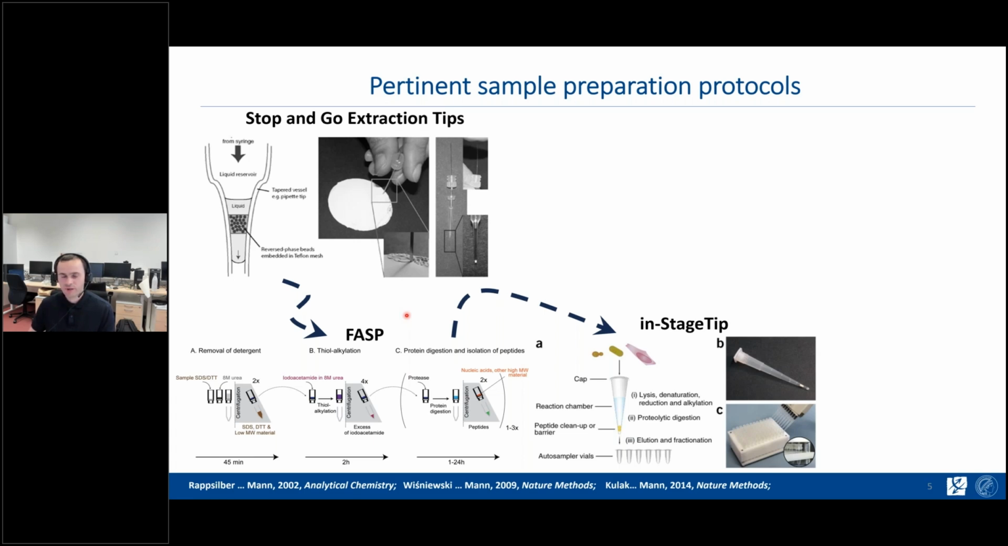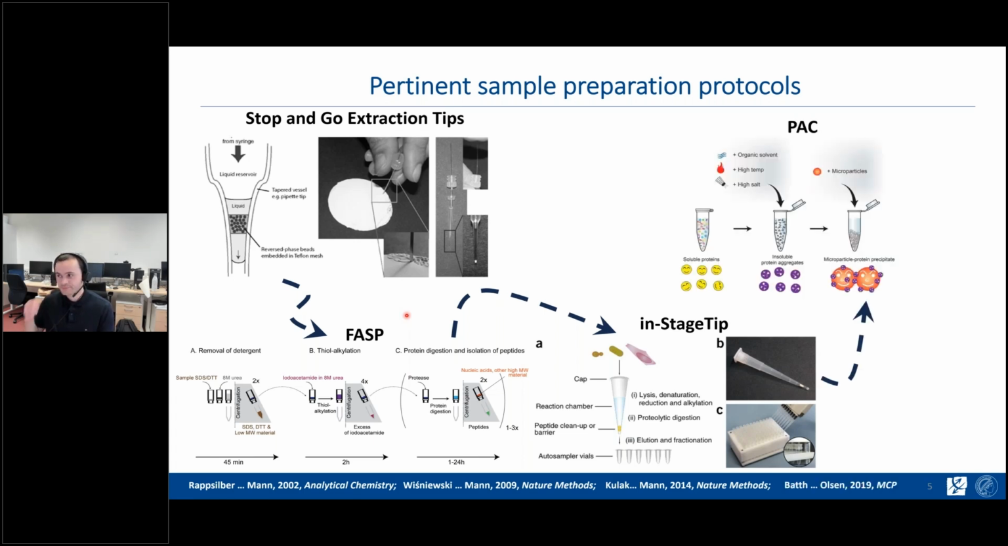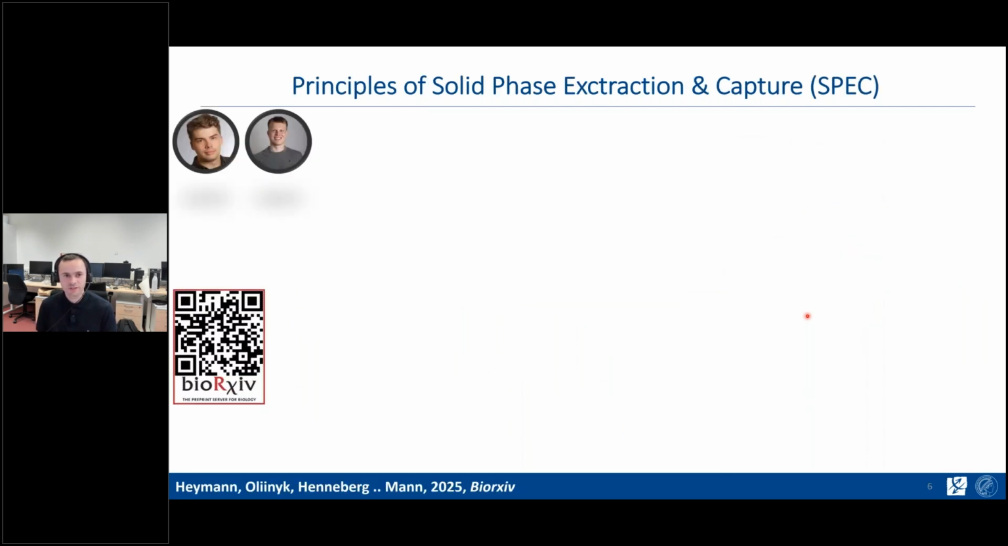And the solution for that was the PAC protocol a few years later from the Olsen group, which was tolerant to detergents and had a straightforward sample preparation, even at scale. But one limitation is if you try to scale this down to very low input, so if you go to 1 microgram or even lower, you start running into issues. And to handle these issues and still have a high throughput in a short time, we developed this SPEC protocol. SPEC stands for solid phase extraction and capture.